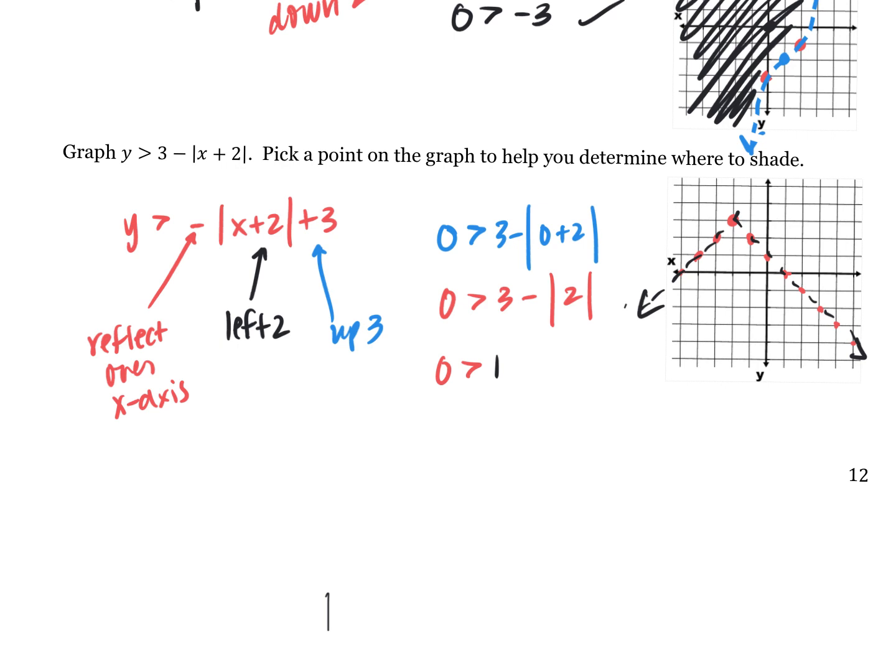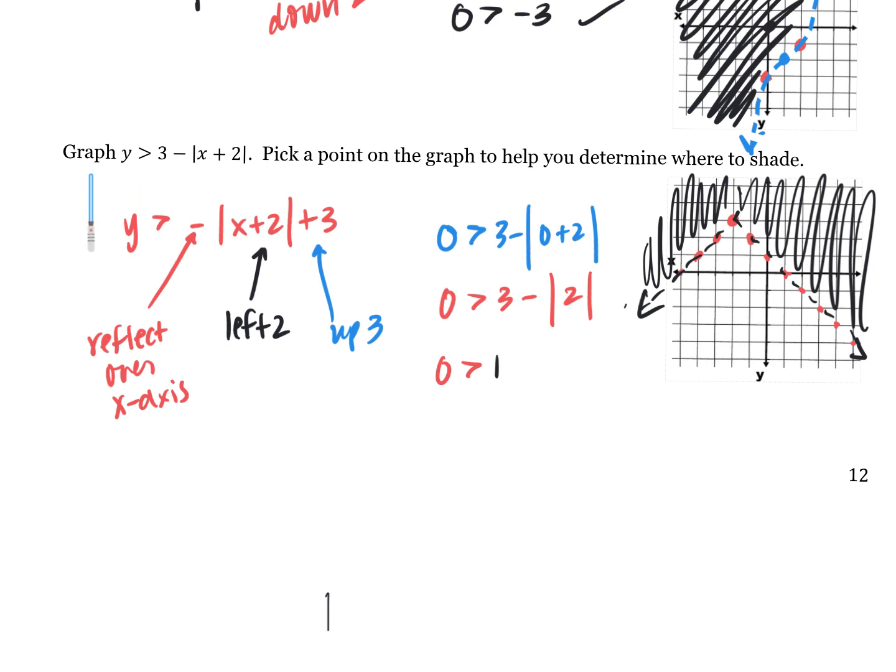I like it. You guys, is 0 greater than 1? No. If 0, 0 was here, do I shade there? No, it was false, so I'm going to shade on the other side of the graph. You got to jump the graph. You guys, does that make sense if my original said, hey, y is greater than that stuff? Greater is typically above. I feel good about it.